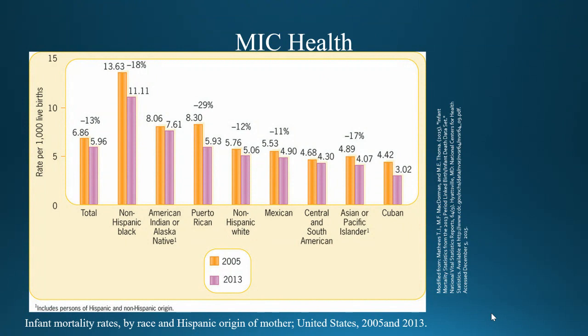We look at non-Hispanic Black in the first bar graph, and what we see is that it has the highest infant mortality rate. Even though there has been some progress, in 2005 it was 13.63 per 1,000 live births. It has been reduced by 18%. So in 2013, it was 11.11 per 1,000 live births. However, as you can see, this number is much higher than other ethnic and racial groups.